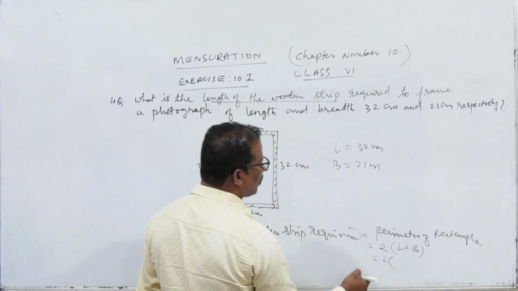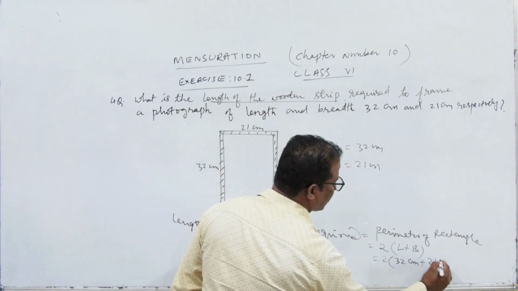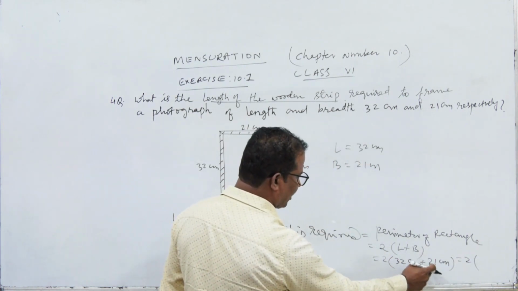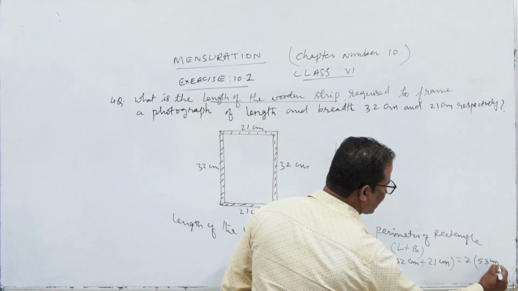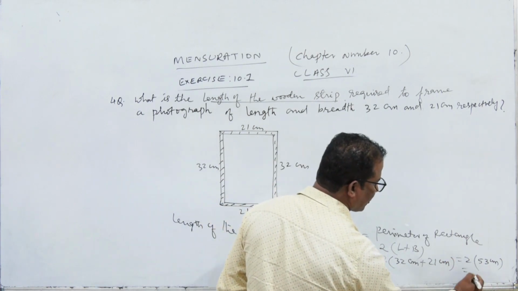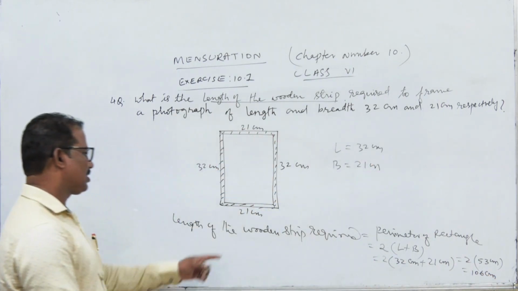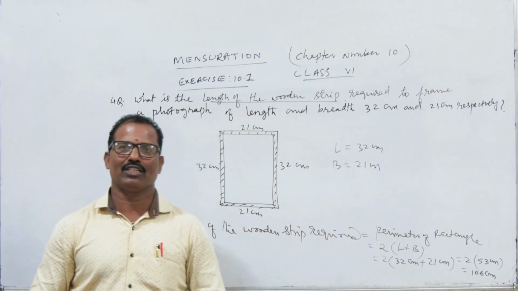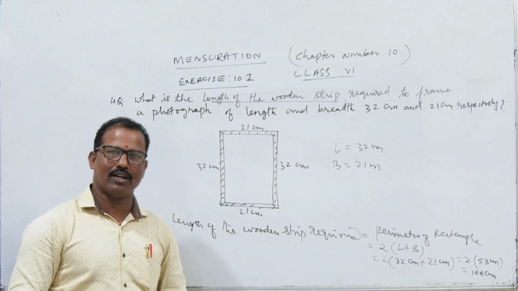So now 2 into, what is the length here? 32 centimeter. Then the breadth is 21 centimeter. First of all, we need to what? First find the total length of these two. That is 53 centimeter. Now if you multiply by 2 to this, it will be how much? 106 centimeter. So the total length of the wooden strip required for this photo frame is how much? The 106 centimeter length of the wooden strip is required for this photo frame. Understand all of you?